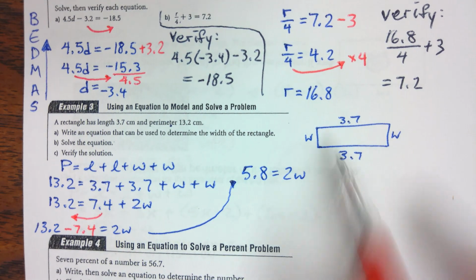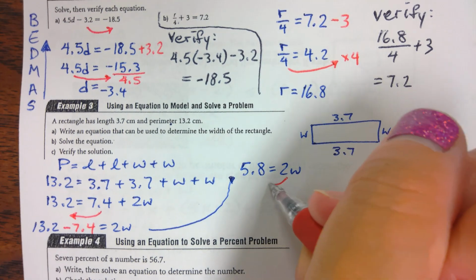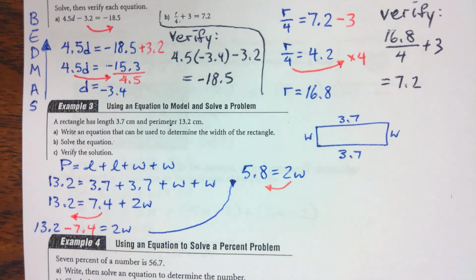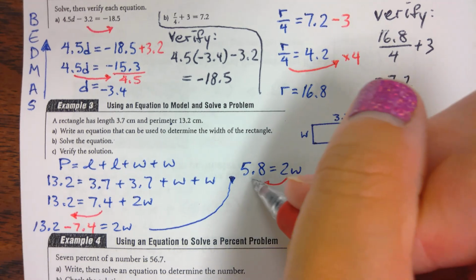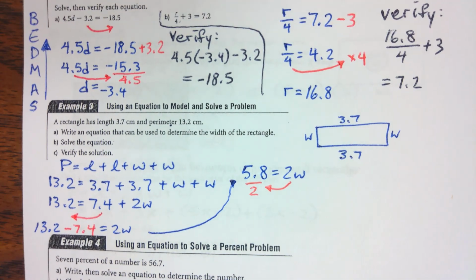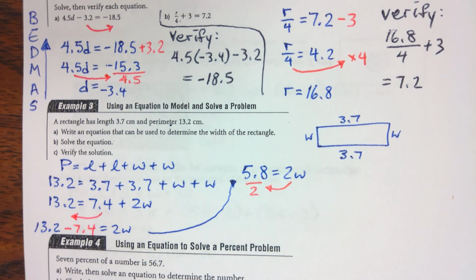All right. So right here, 2 times W. I want to move that 2 over. So what's the opposite of times? Opposite of times, divide. Right, so to move that 2 away, I have to divide. So 5.8 divided by 2, 2.9.